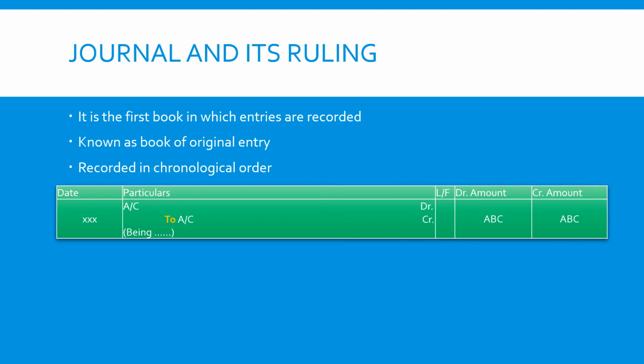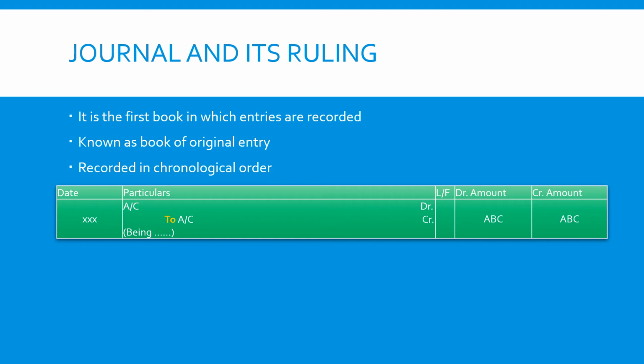Now the date is very clear, it's the date on which the transaction took place. In terms of particulars, that's where we mention the accounts which we identified, whether real account, personal account, or nominal account, and we name those accounts. Whichever account we are debiting, that's the account we write first, and then the crediting account. The amount for the debit account goes in the debit amount column, and the amount for the credit account goes in the credit amount column.